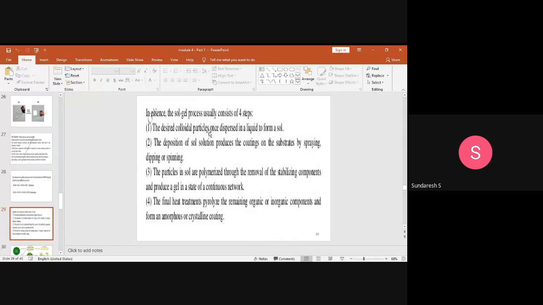The four important steps are: colloidal particles, once dispersed in a liquid, form a sol. The deposition of a sol solution produces coatings on the substrate by spraying, dipping or spinning. Particles in the sol are polymerized through the removal of stabilizing components and produce a gel in the state of a continuous network. And finally, you go into heat treatment, pyrolyzing the remaining organic or inorganic components, and they form the amorphous or crystalline coating.